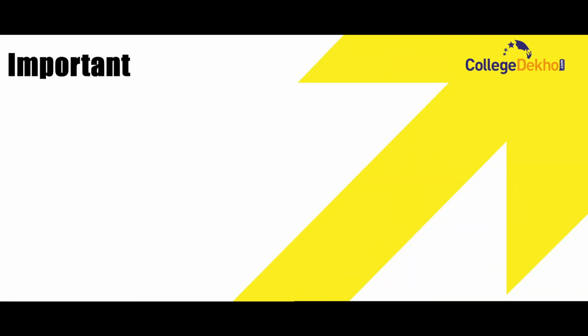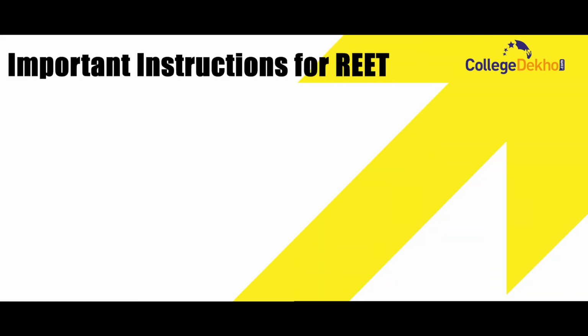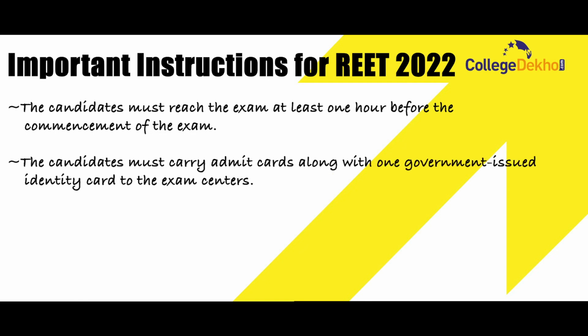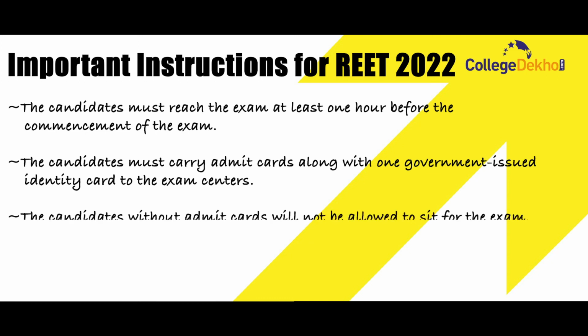Now let us look at some of the important instructions which you must keep in mind for REET 2022. The candidates must reach the exam at least 1 hour before the start of the exam to carry out the pre-exam processes. The candidates should also carry admit cards, which is mandatory, along with 1 government issued identity card to the exam center. Whenever you'll be asked, you'll have to show them your admit card for verification. If you forgot your admit card, you'll not be allowed to sit for the exam. So make sure that you keep your admit card in your bag a day before the exam.